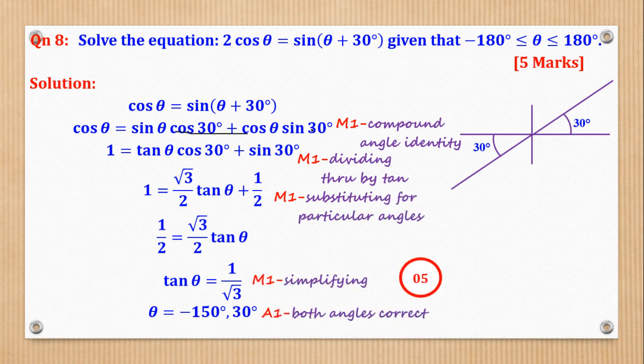So seeing this compound angle correctly stated, and it's available in the logbook, dividing through by cos, so here should be cos theta. Then substituting for sine 30 and cos 30, simplifying, and here both angles correct.